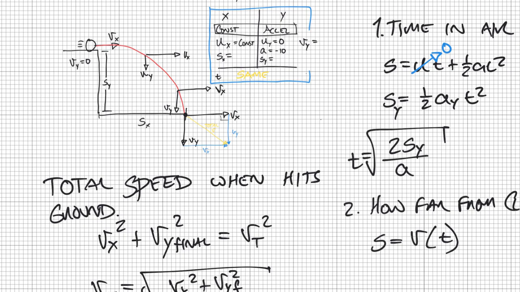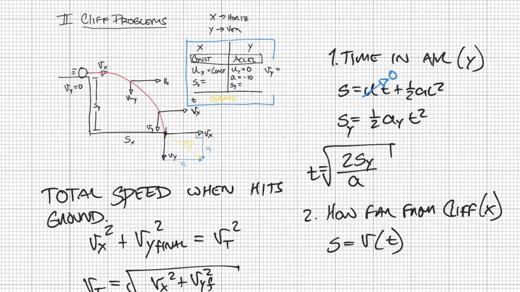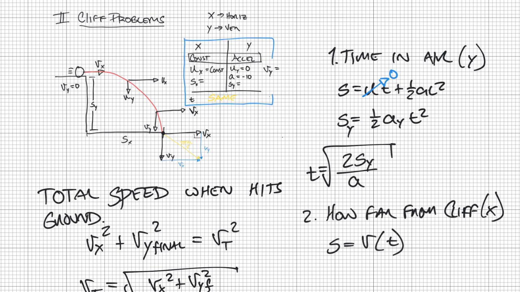And a cliff problem is very specific in that essentially the initial velocity in the y is going to be 0. That's what I consider a cliff problem. Everything else would be a rocket problem, but that's for a different video.